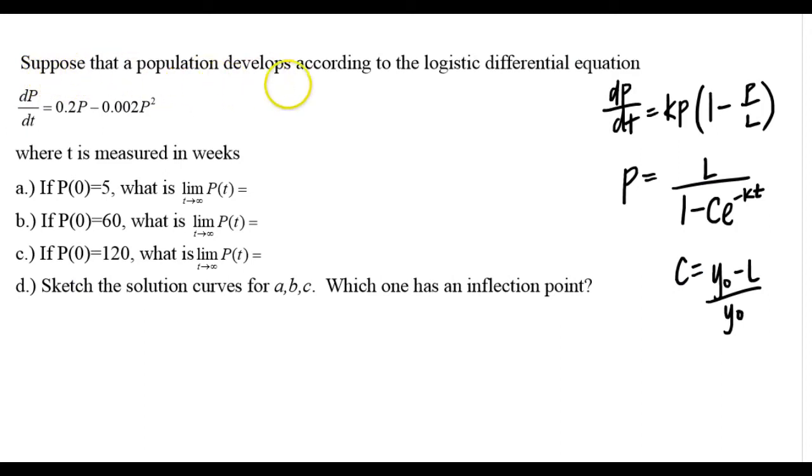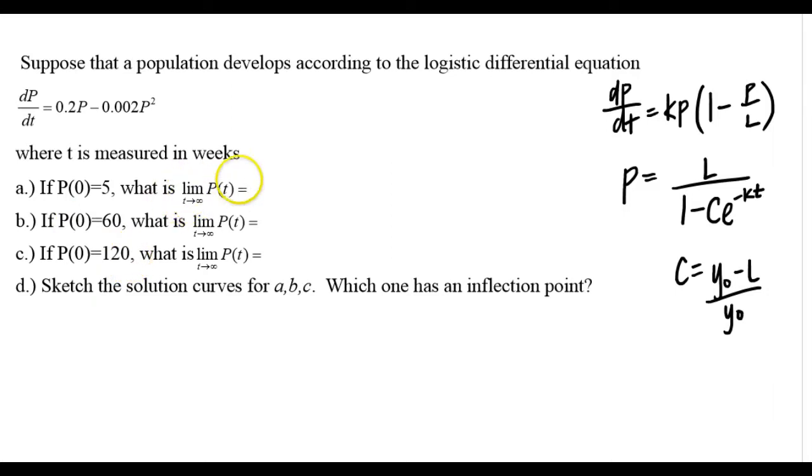We want to suppose that a population develops according to the logistic differential equation dP/dt equals 0.2P minus 2/1000 P squared, and t is measured in weeks. So let's take a look at what we're being asked to solve. If P of 0 equals 5, so if the initial population is 5, what is the limit as t approaches infinity of P of t? And then we're being asked to evaluate that same limit, but with different initial populations. So if the initial population is 60, if the initial population is 120.